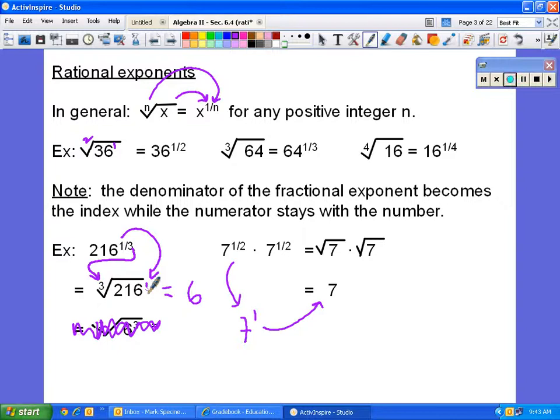Okay, does anybody have any questions so far? Is there anybody not done copying?